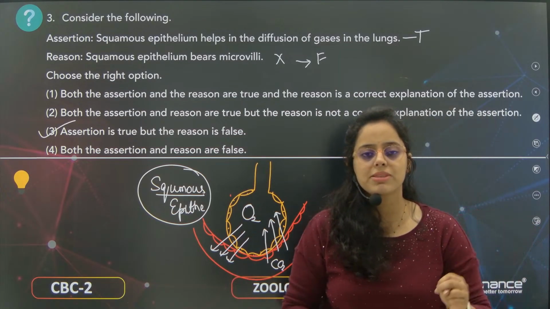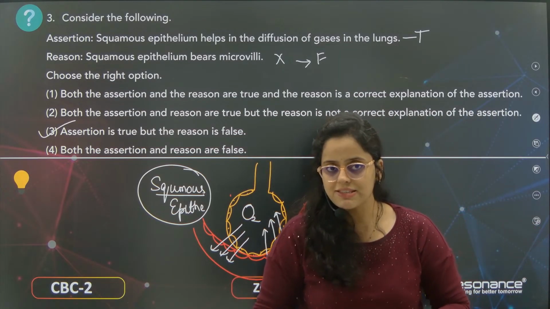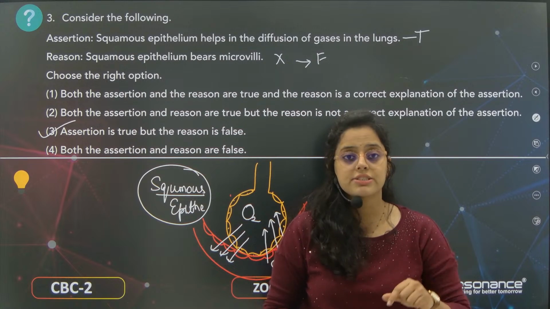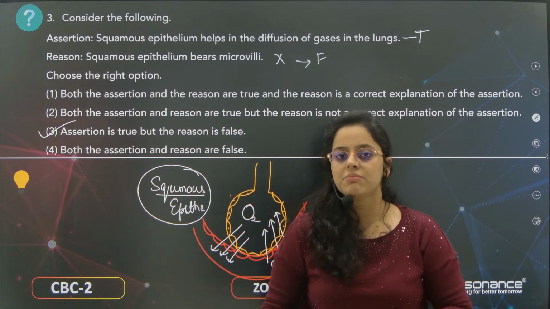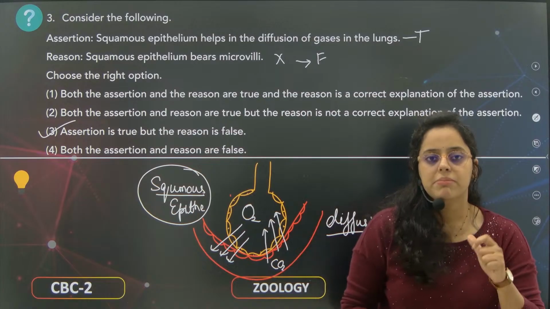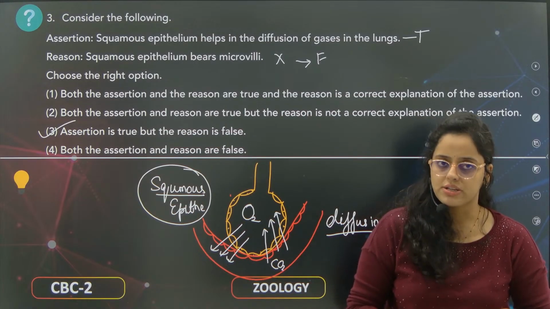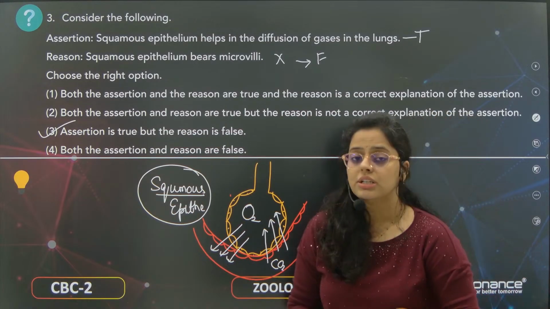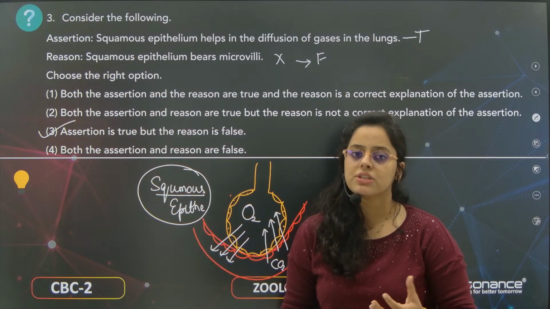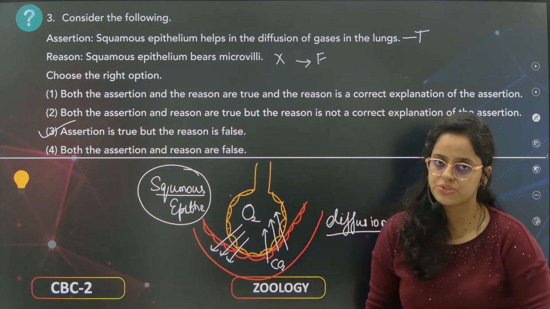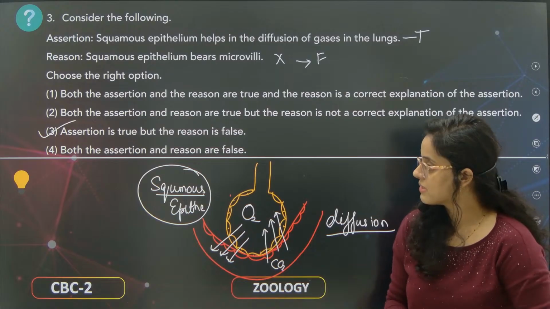Assertion, that squamous epithelium helps in exchange of gases in the lungs, is true, and the reason, that squamous epithelium bears microvilli, is the wrong answer. You can tell that they are simple epithelial cells, which allow the exchange of gases.